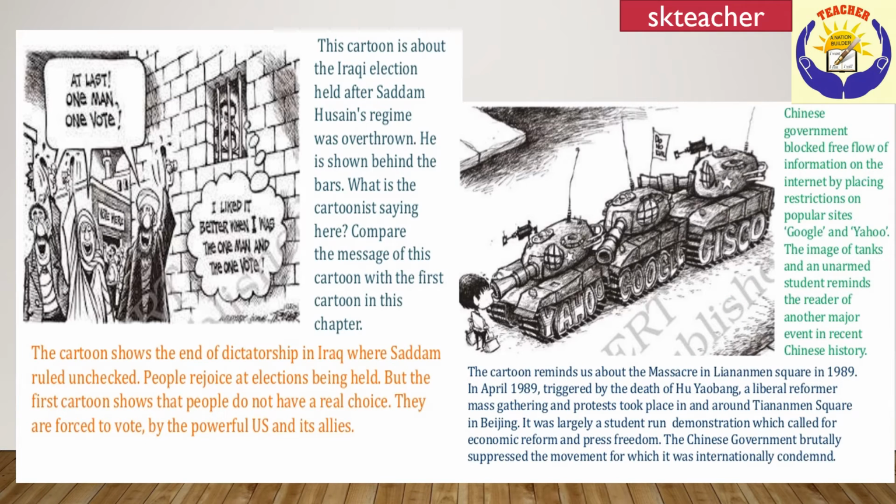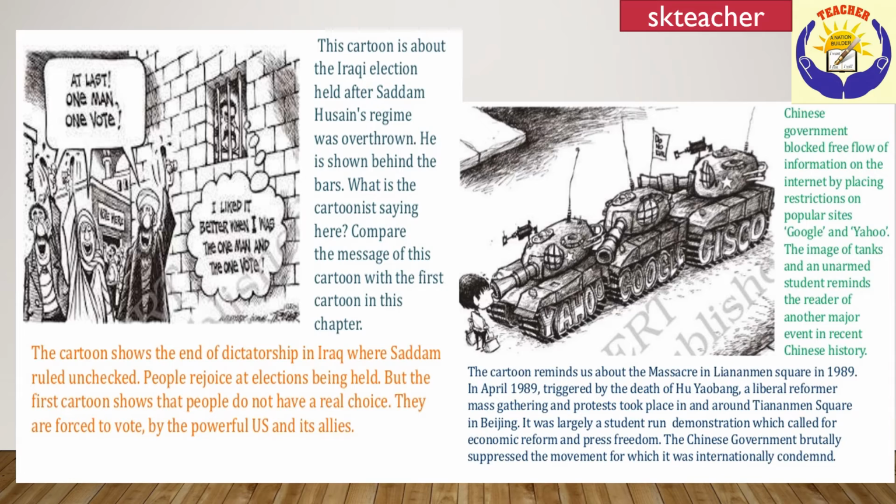Here is another cartoon. This cartoon is about the Iraqi election held after Saddam Hussein's regime was overthrown. He is shown behind the bars. What is the cartoonist saying here? Compare the message of this cartoon with the first cartoon in this chapter. The cartoon shows the end of dictatorship in Iraq where Saddam ruled unchecked. People rejoice at elections being held. But the first cartoon shows that people do not have a real choice. They are forced to vote by the powerful US and its allies.